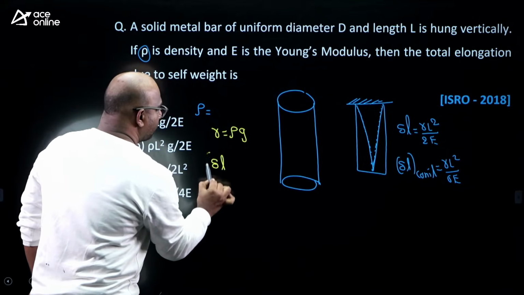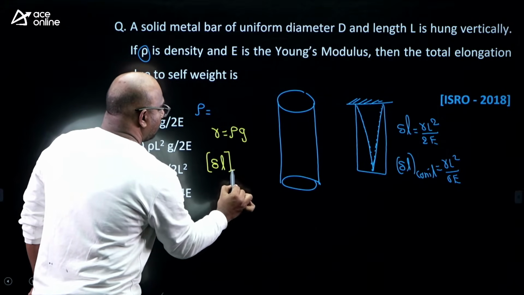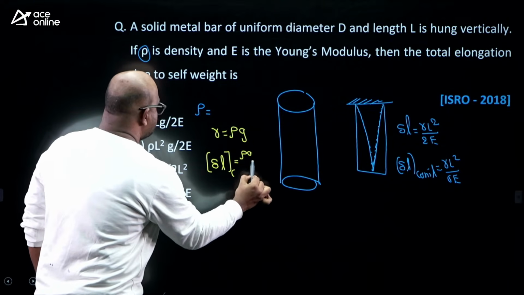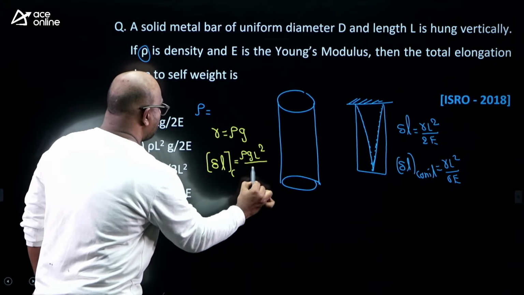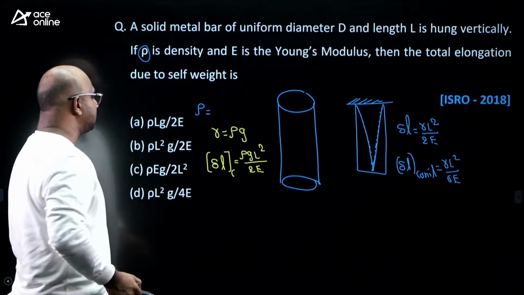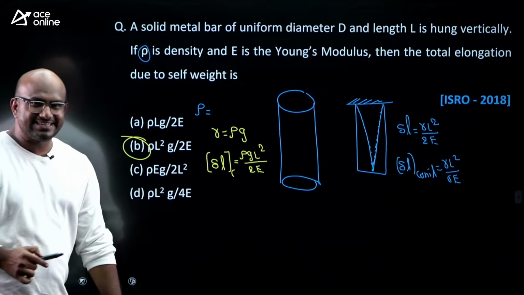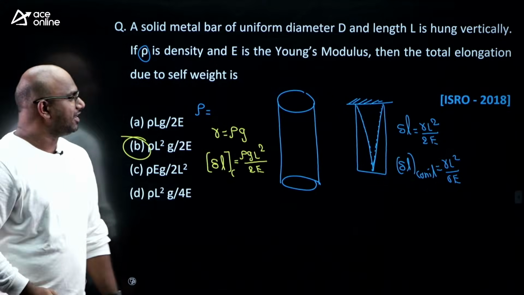Delta L of a prismatic bar is how much, guys? Rho G L square by 2E. Which option is matching, guys? Rho G L square by 2E means option B is matching, guys. I hope this is clear for you.